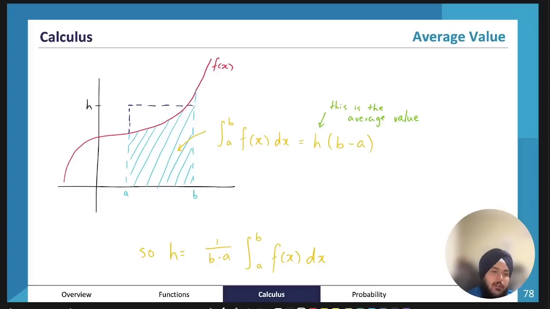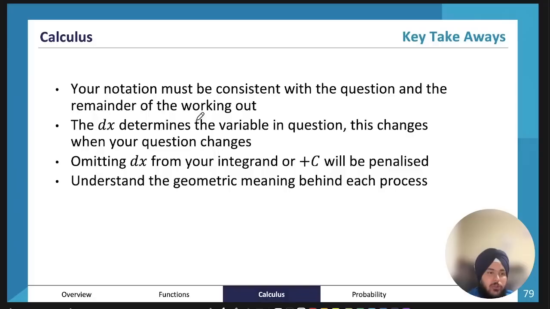Okay, so here is just a diagram that I drew for the average value. Essentially, if we're trying to determine the average value between a and b, it's just going to be 1 over b minus a, integral a to b. So now we're going to move on to the probability section.